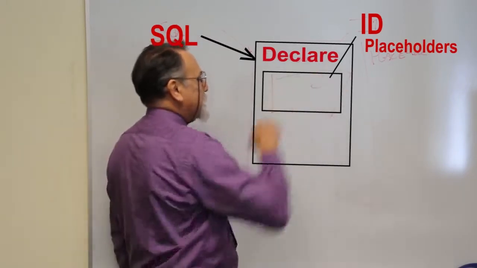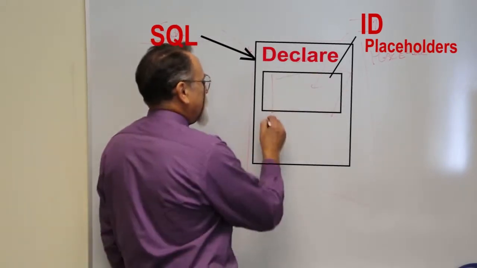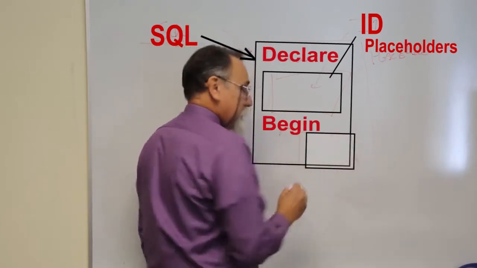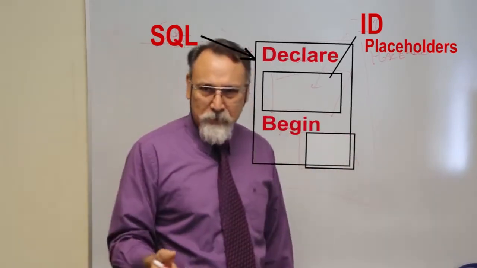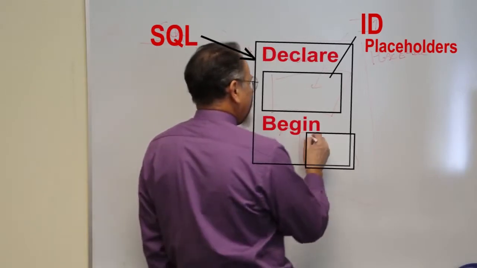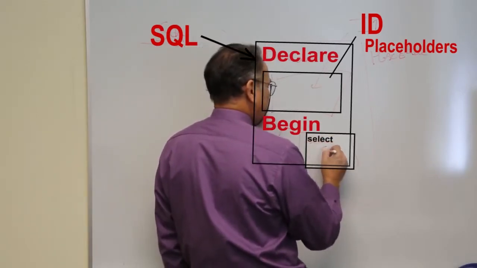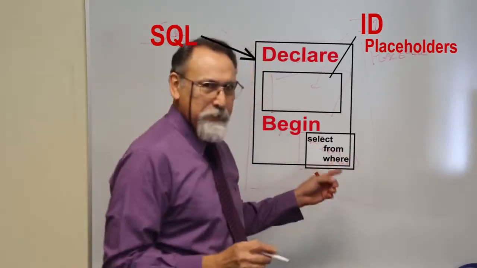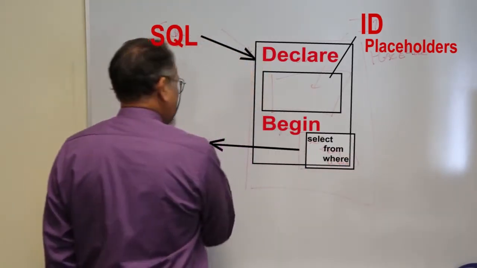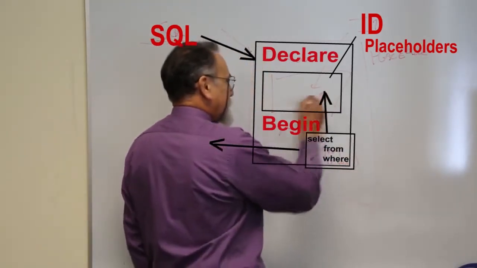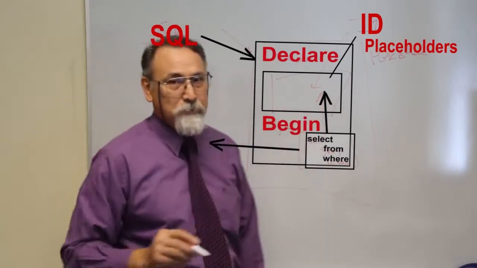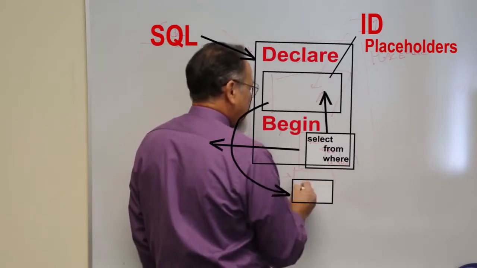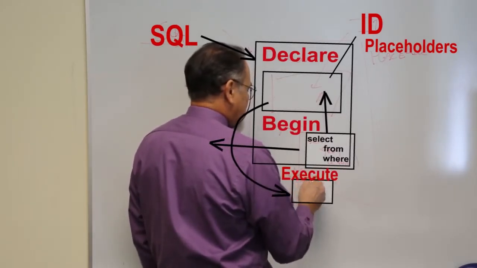Now, once you identify the placeholders, there's a begin. Now, the begin, this is where the action occurs. This is where you do the select from where. Now, the select from where will extract the information from the database, and it will deposit that information in these placeholders. And then these placeholders will be used to execute some item.